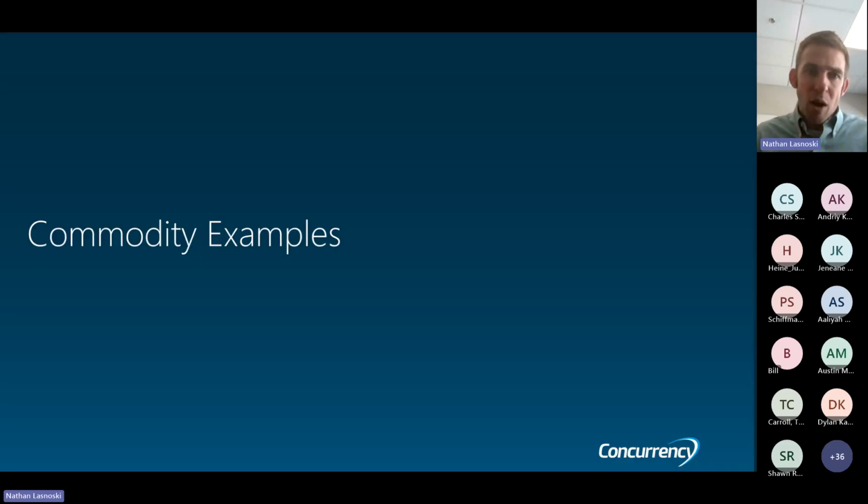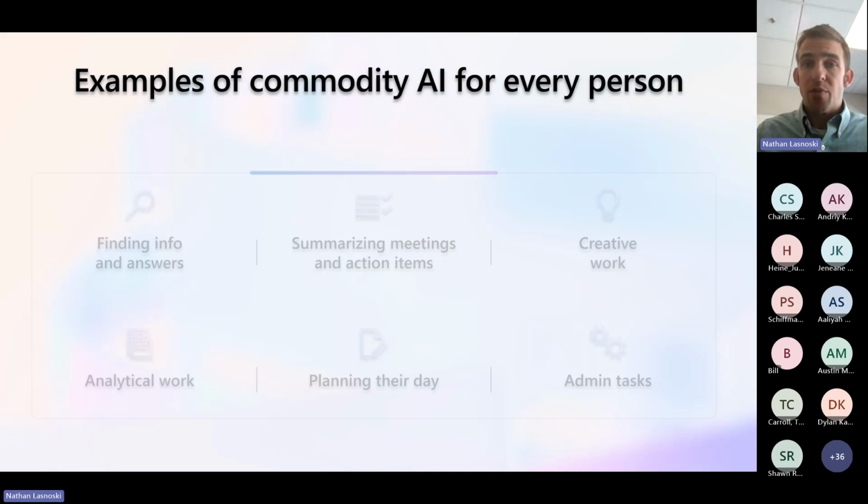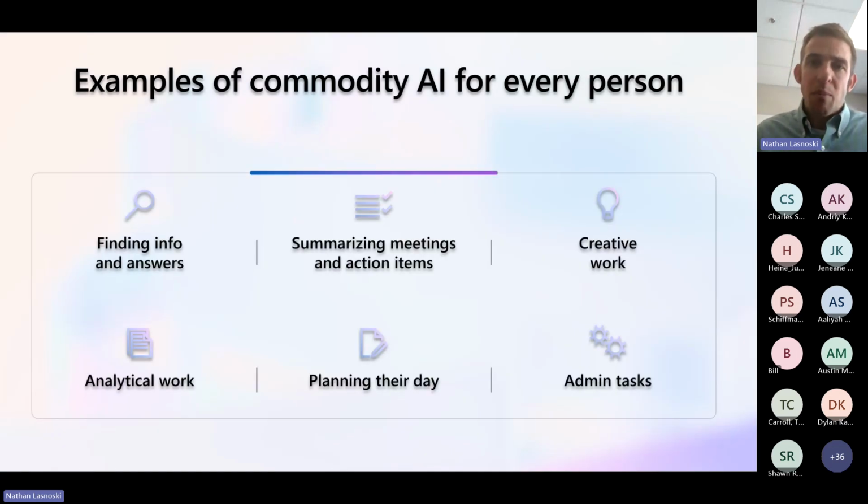So we're going to talk through some examples now, and I'm going to show commodity examples first, and then I'm going to go into mission-driven examples. So some examples of commodity AI for every person. What does this mean? Finding answers to questions you have. Summarizing meetings, probably my favorite feature. I'll show you that later.